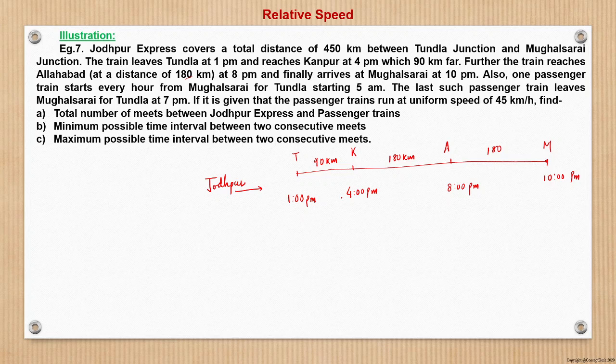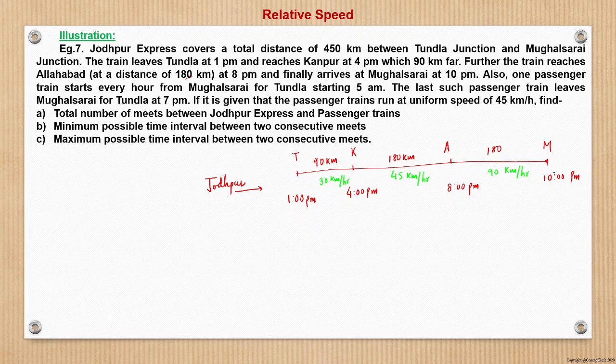Right. So can we find the speed between each patch? This 90 km in 3 hours, so speed becomes 30 km per hour. For the Kanpur to Allahabad patch, 180 km in 4 hours, so that becomes 45 km per hour. Then again for Allahabad to Mughal Sarai, which is a 180 km patch covered in 2 hours, so the average speed becomes 90 km per hour. Now this is for Jodhpur Express.